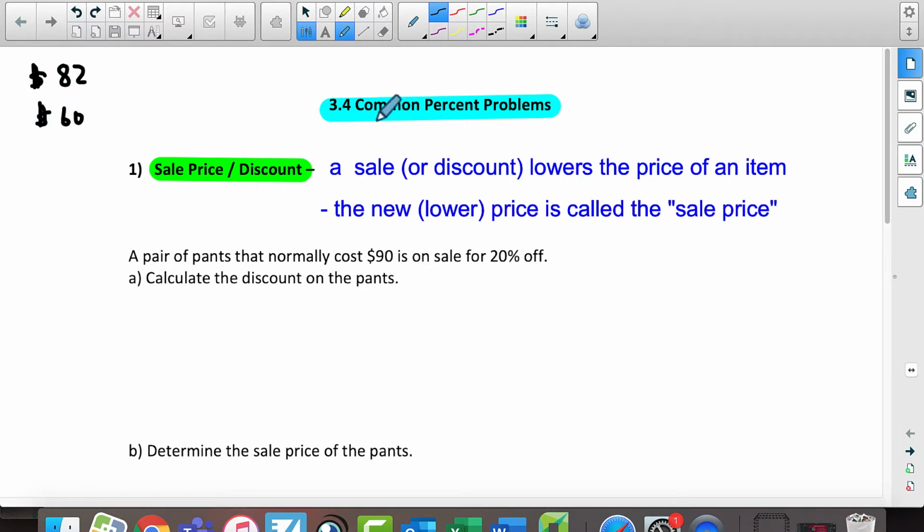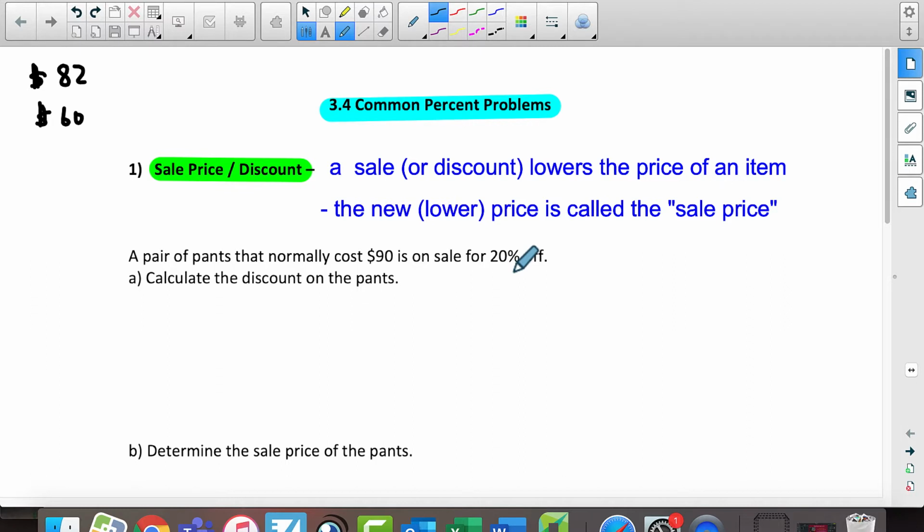But sometimes they'll express the sales as percentages. They'll say something like, a pair of pants, oh, here we go, with my fascination with pants here, a pair of pants that normally cost $90 is on sale for 20% off. It doesn't tell you how many dollars off, it tells you a percent off. So what you need to do is figure out what is 20% of 90. Maybe even write that question down. What is 20% of 90?